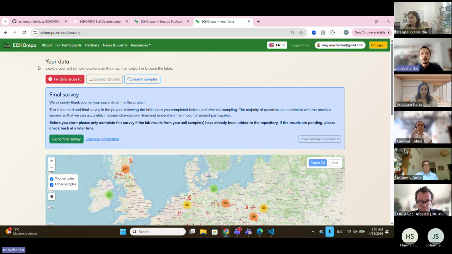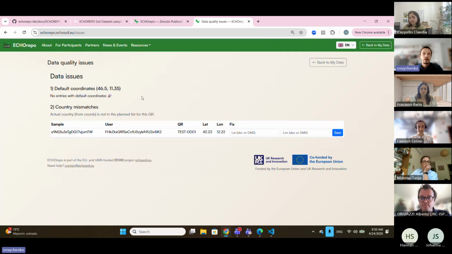Also, ECHOREPO is capable of analyzing the possible inconsistencies in the locations of the samples, and if some kind of error is identified, it allows the user to correct it, in case, for example, they introduced some kind of wrong coordinates. If you know the correct coordinates, of course, you might put them here and correct it.